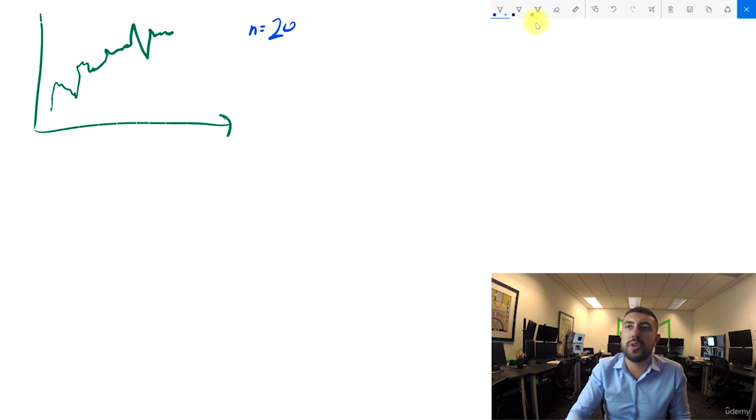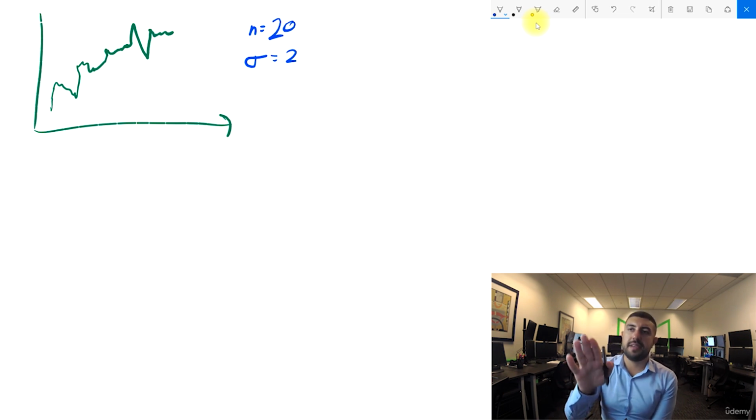Usually the default is 20. You can change that. And number two is the standard deviation. The default is 2, but you can change that as well. Now, stick with me. You'll see that it's really not hard. It's quite simple and it makes absolute sense.